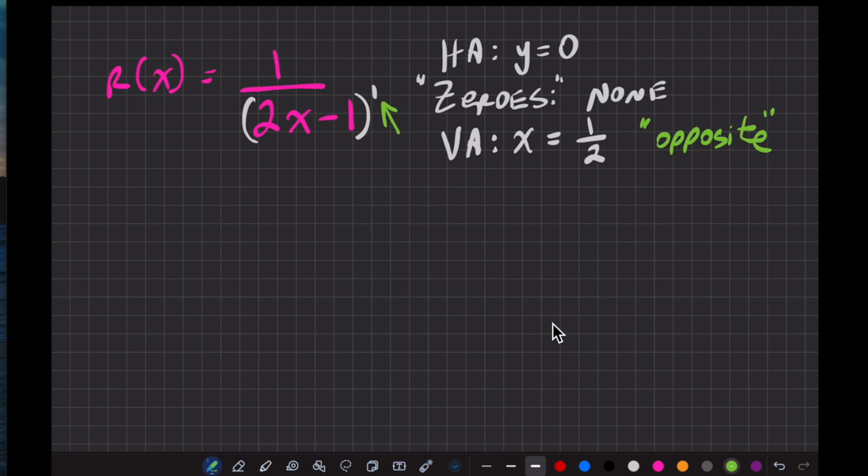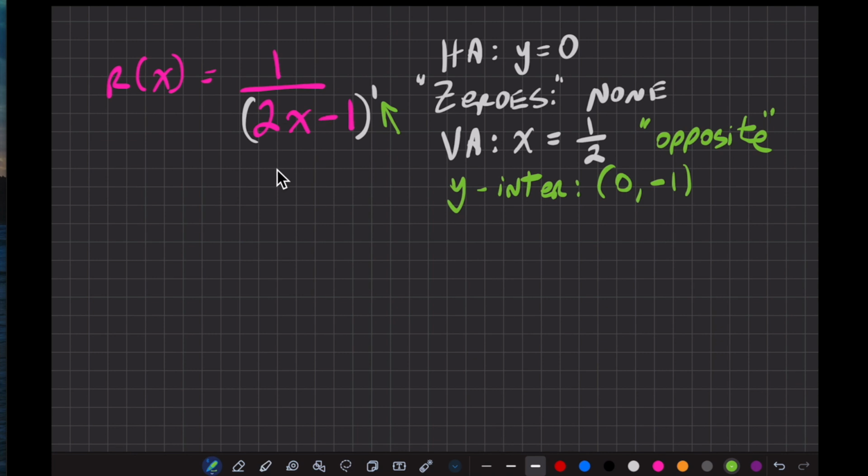Okay, the next thing is, what is the y-intercept? To get the y-intercept, we're going to set x equal to 0. In essence, we're going to put our thumb over any term that has an x in it. We're going to get 1 over negative 1, which means this is going to be our y-intercept.